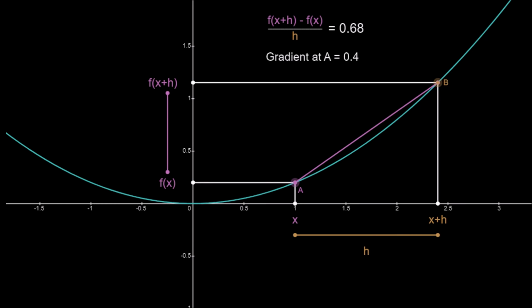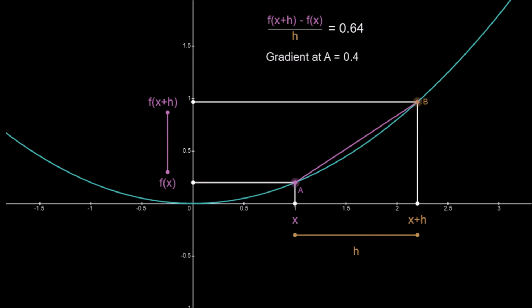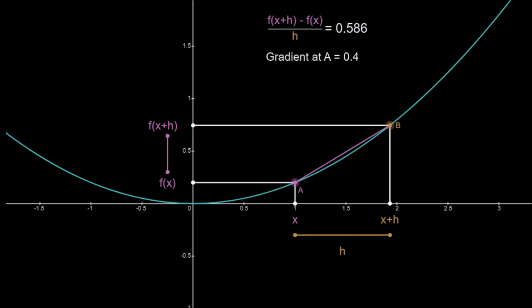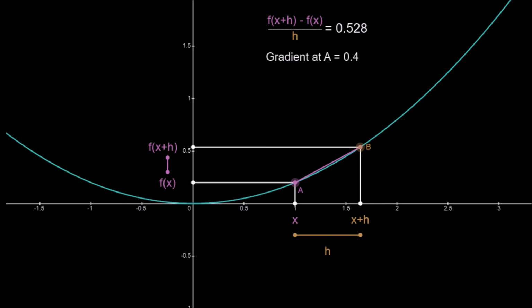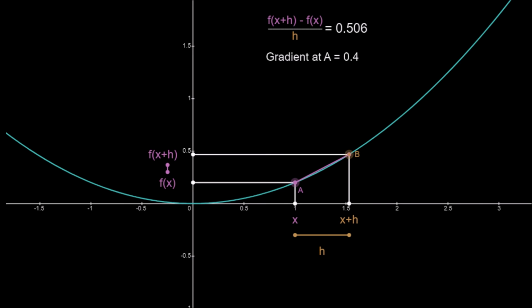As the point B tends towards the point A, the length h tends towards 0, and the gradient of the chord tends towards the gradient of point A. We say that in the limit as h tends towards 0, the gradient f of x plus h minus f of x all upon h actually tends towards the gradient at point A. This new function is defined as the derivative and is written f dash of x.